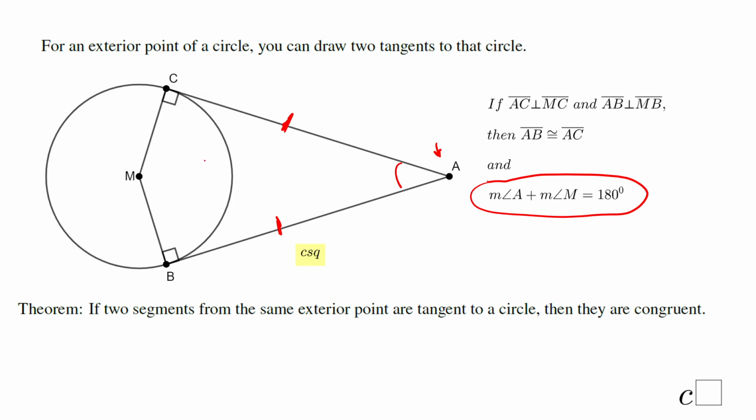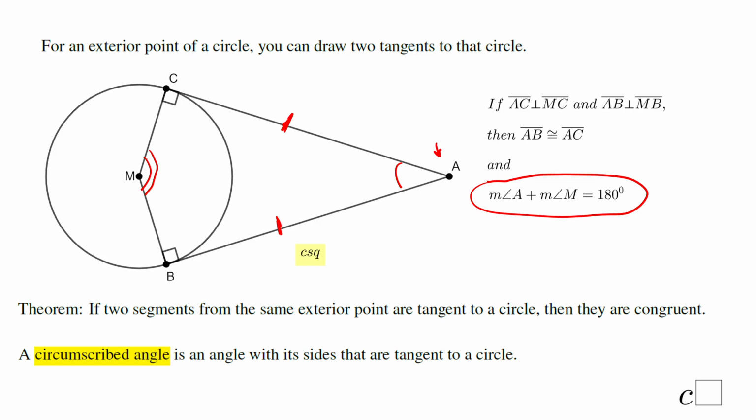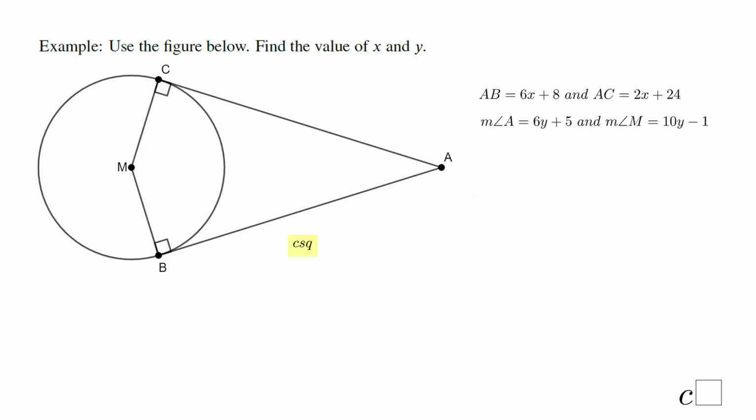This angle and these angles are supplementary. That's the meaning of 180. Okay. And the angle A is called the circumscribed angle. In case you hear this word, that is the meaning. Angle A is circumscribed. So two properties here. So now let's see how we use these properties in this example. You notice we need to find the value of x and y.